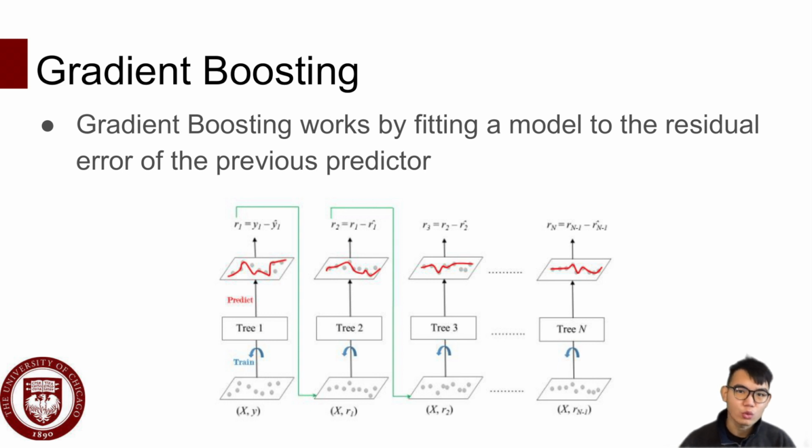Then we compute the residual, or the difference between the actual and the predicted value. Then the second model is fitted with the features as input and the residual as our label. We repeat this process until a stopping criteria is met. To make a prediction, our gradient boosting method will predict with all the trained trees and then add up the results of each tree.